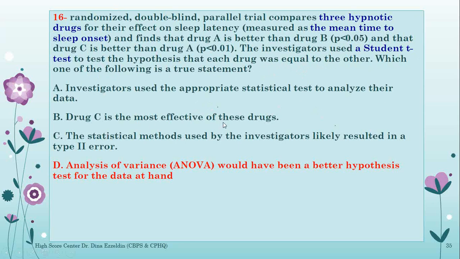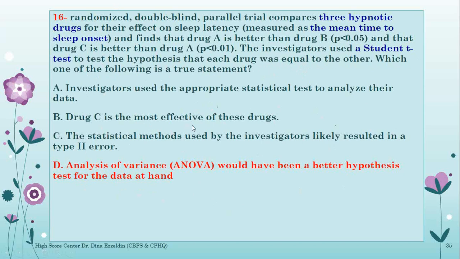Drug C is the most effective of these drugs. The statistical methods used by the investigator likely resulted in type 2 error. Analysis of variance, which is ANOVA, would have been a better hypothesis test for the data at hand. Yes, this is a correct answer. The investigator should have used the ANOVA test because these are three groups.